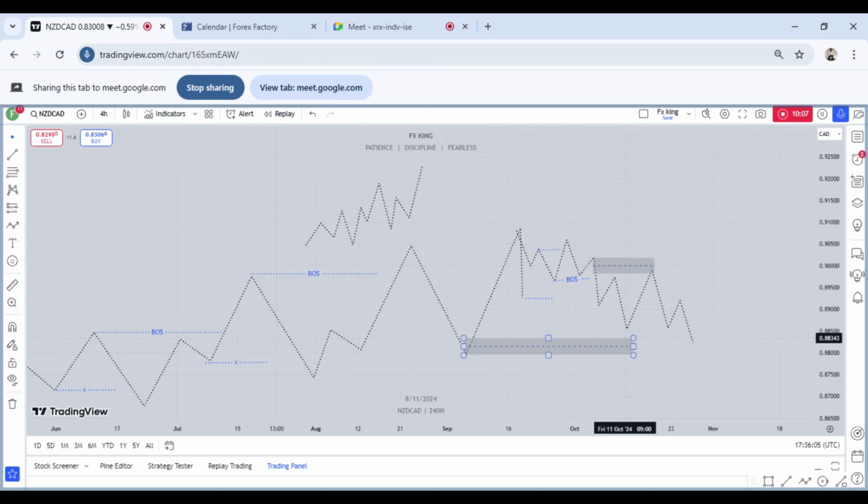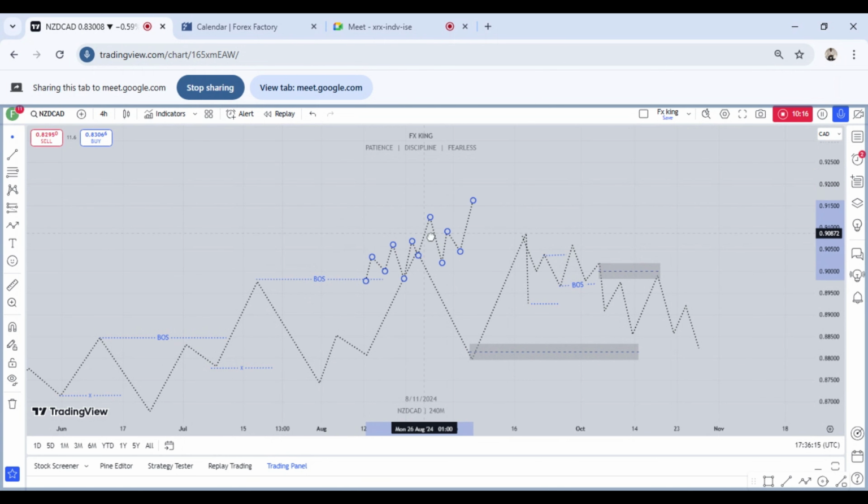If you are that patient, it's okay, you can sit. But there are also ways that you can take trades. If you take this, you take this and you put it here.